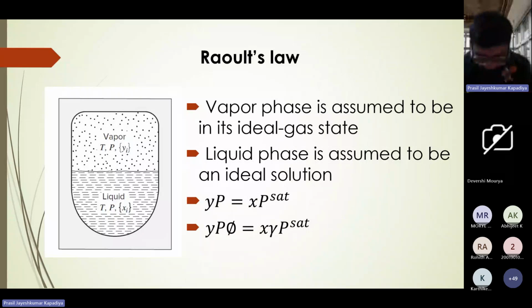So let's say you have a solution that has gamma greater than 1. As I told, there are repulsive interactions, and this will push the component towards the vapor phase. So what will happen? It will easily boil, right? So that is called a minimum boiling mixture.